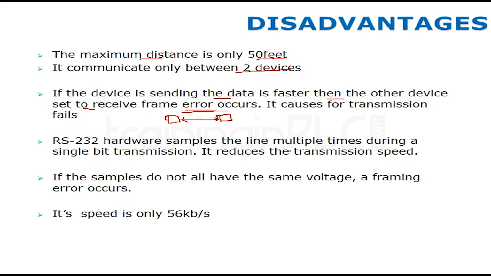RS-232 hardware samples the line multiple times during a single bit transmission. It reduces the transmission speed. If the samples do not have the same voltage, a framing error occurs, and its speed is only 56 kilobits per second.